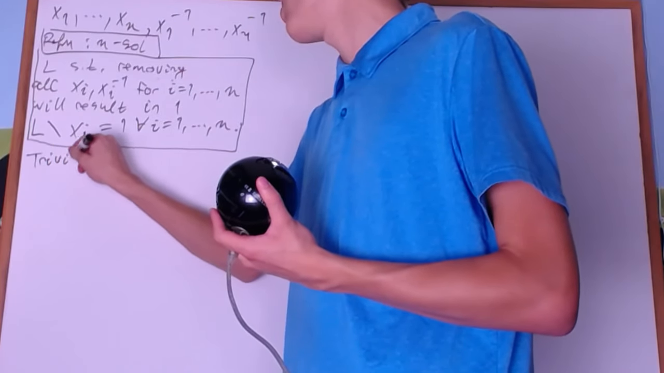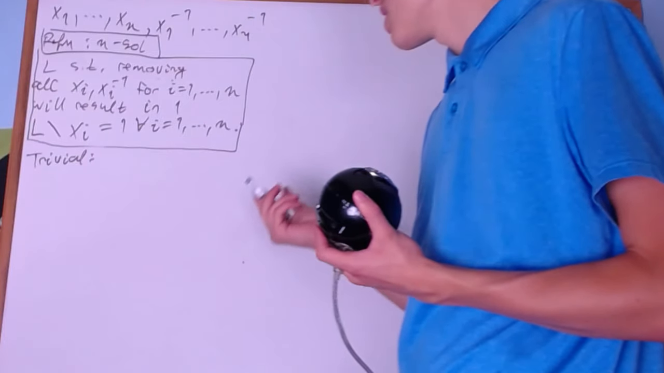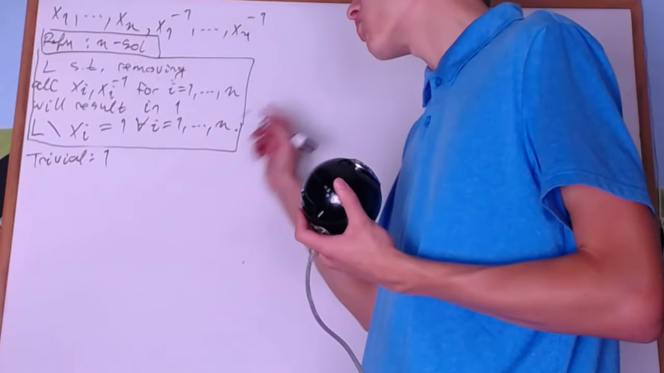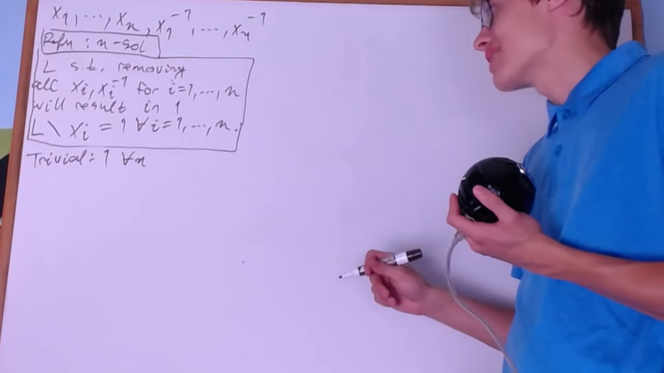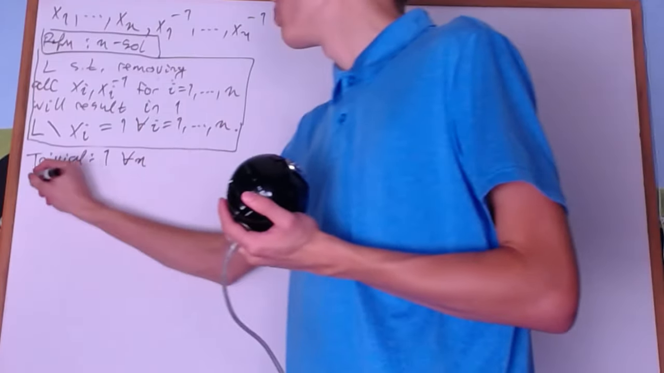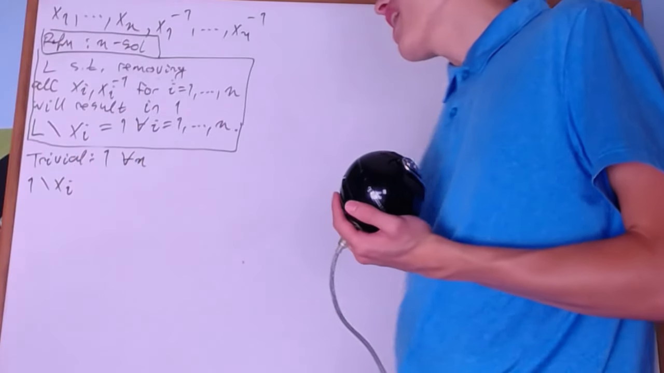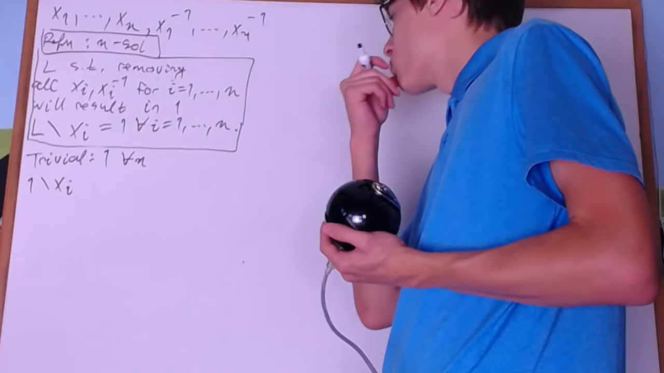Alright, let's go ahead and look at a very easy solution that arises from this. And it's going to be called the trivial solution. And the trivial solution is just 1. And this is for any n. Why is that the case? Well, let's go ahead and do 1 removing xi. And this is for any such xi. What will that result in?